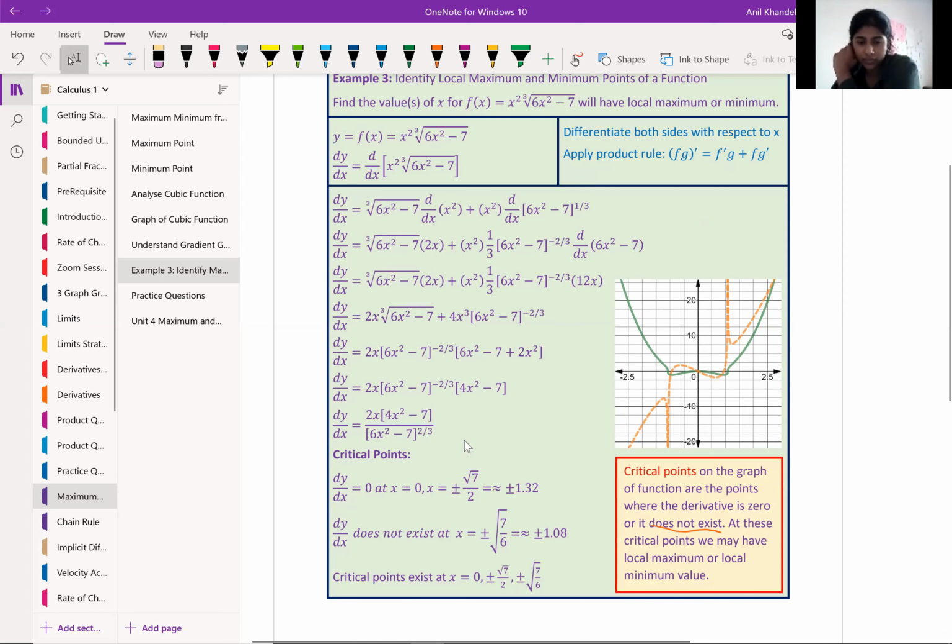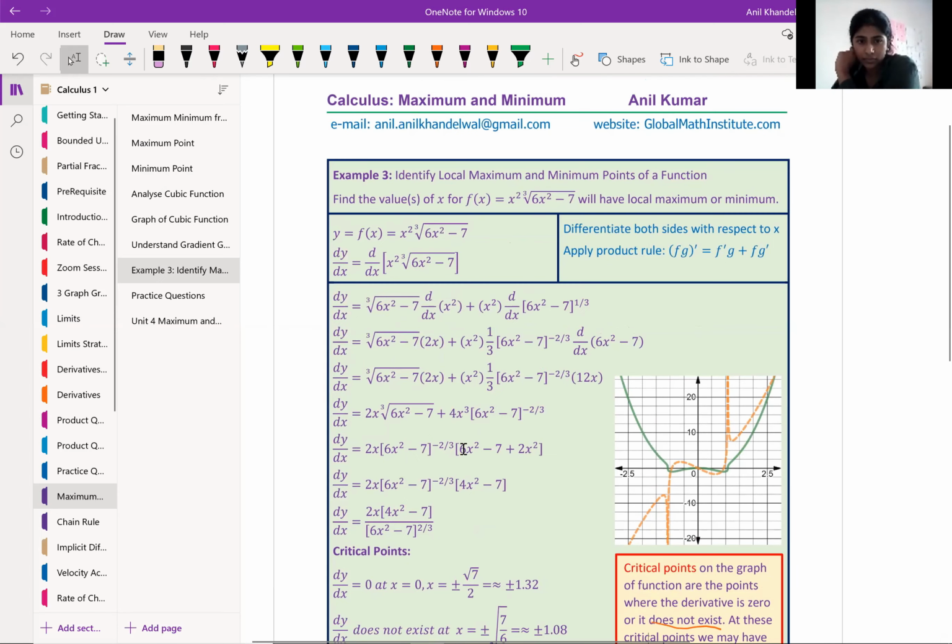So now, explaining this concept, I've taken a radical function. So it's a composite function. The question here is, identify local maximum and minimum points of the function with the values. Find the values of x for f of x equals x squared times cube root of 6x squared minus 7, where we'll have local maximum or minimum. Now, Amy, this first part is very clear. You need to use the product rule and find the derivative, correct?